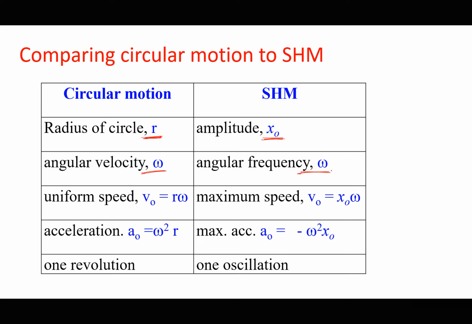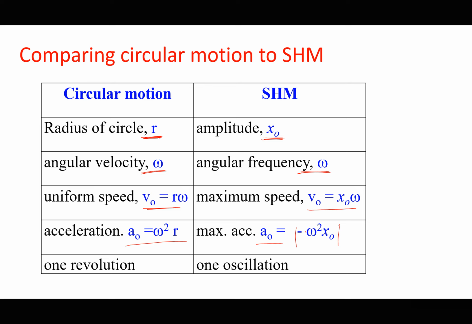In circular motion, we saw that the maximum speed v was equal to omega r. In simple harmonic motion, the maximum speed was omega x naught. Of course, remember x naught could be equivalent to r. Then acceleration could be omega squared r for circular motion, which was centripetal acceleration. And for simple harmonic motion, we saw that the maximum acceleration is negative omega squared r. But I said in calculation, we take the magnitudes.